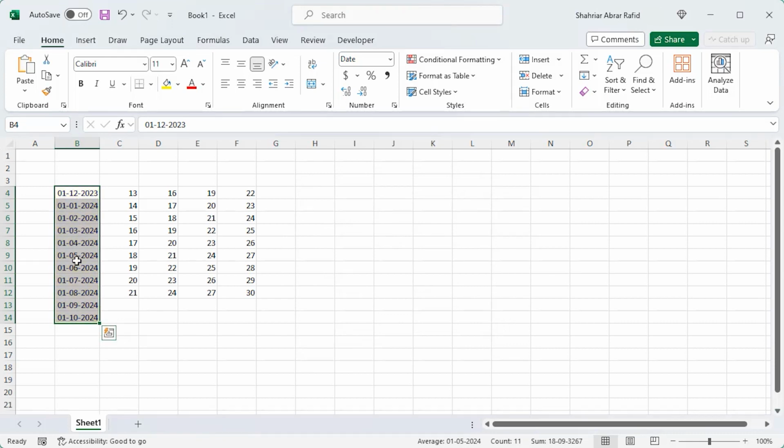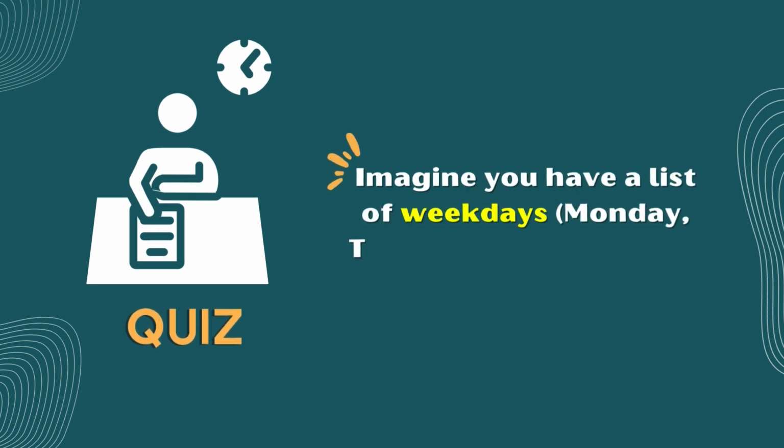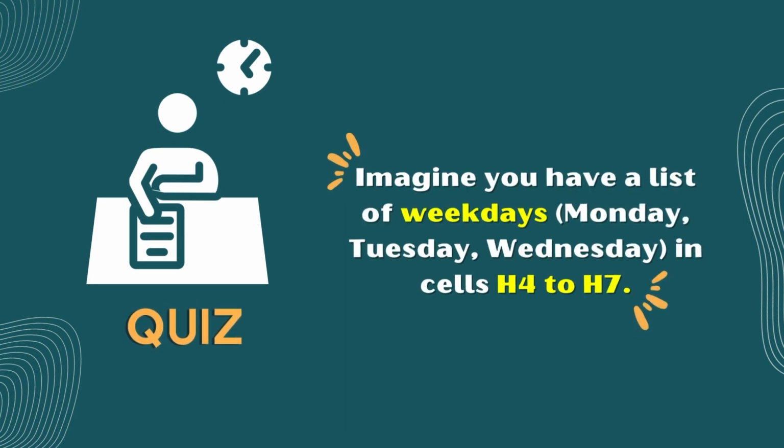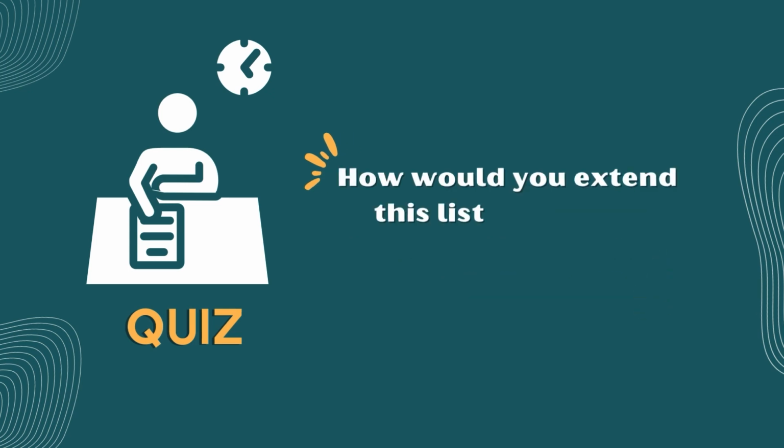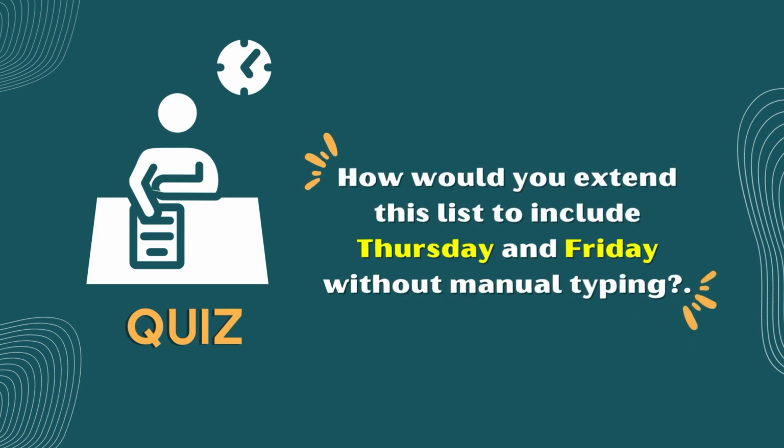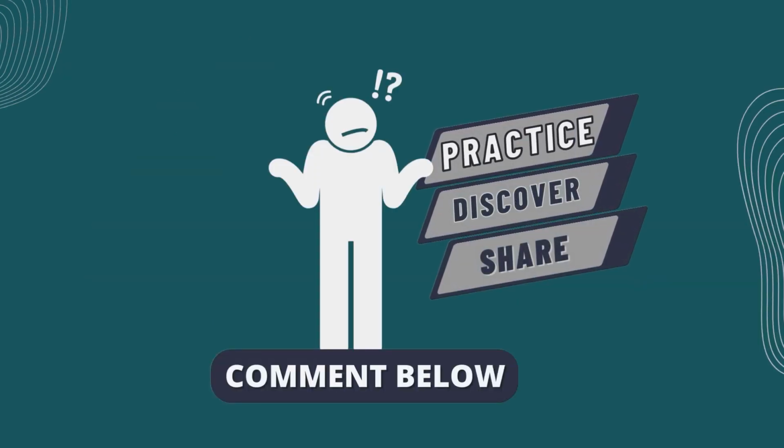Time for a quick pop quiz. Imagine you have a list of weekdays: Monday, Tuesday and Wednesday in cells H4 to H7. How would you extend this list to include Thursday and Friday without manually typing? Drop your answer in the comments.